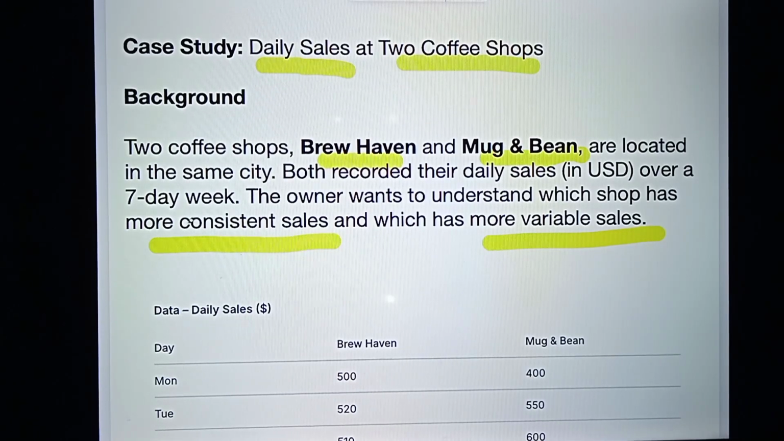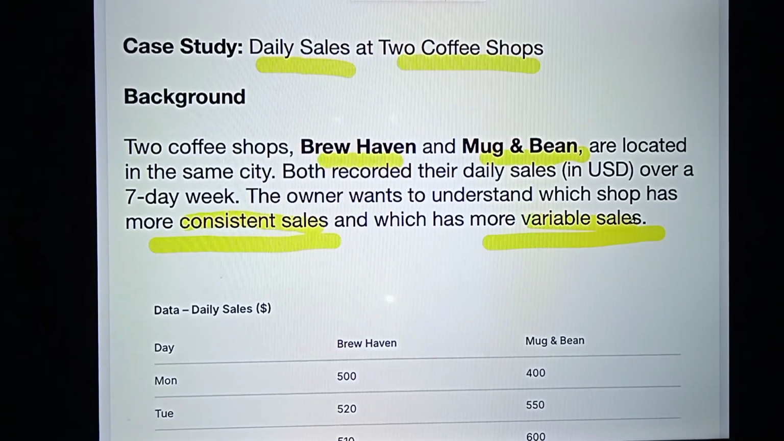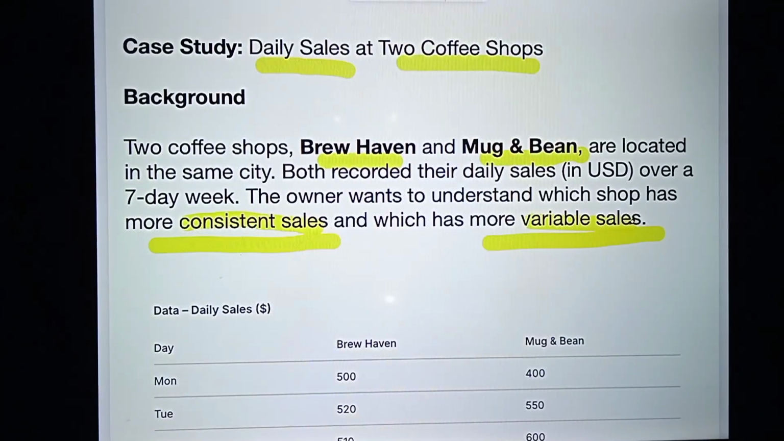So let's learn what consistent sales are. Consistent sales mean the sales figures remain relatively close to the average over time. There is low variability, so the range, variance, and standard deviation are all small. Whereas variable sales mean the sales figures fluctuate significantly from day to day or month to month. There is high variability, so the range, variance, and standard deviation will be large.